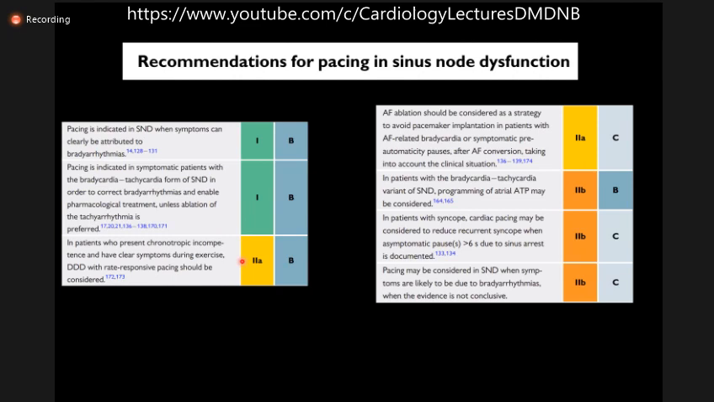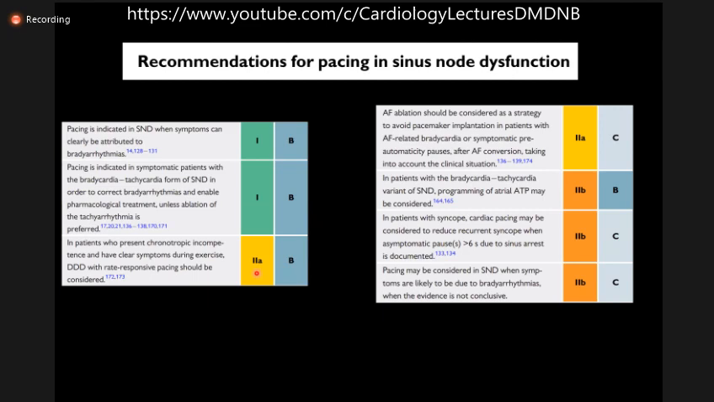In patients who present with chronotropic incompetence and have clear symptoms during exercise, exercise is a clear historical factor here in those instances. DDD with rate responsive pacing definitely should be considered in that subset per se, with a 2A B level of evidence.